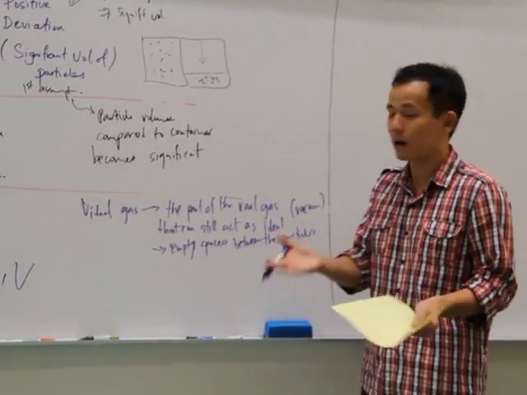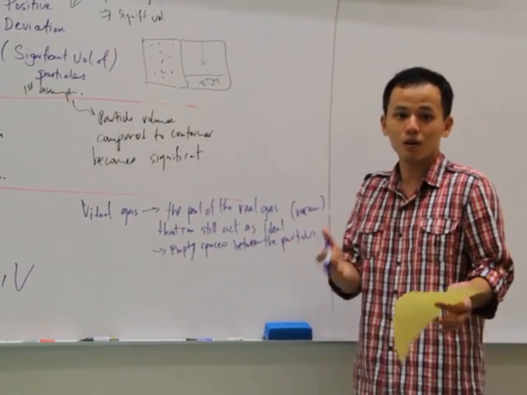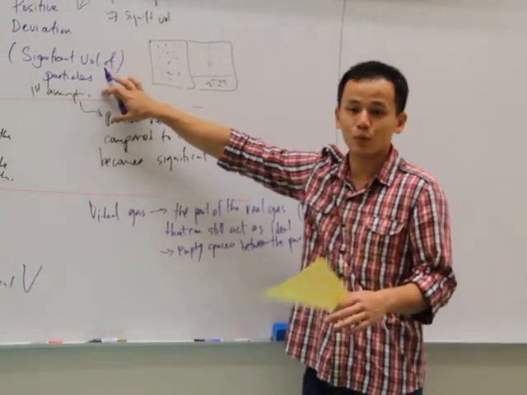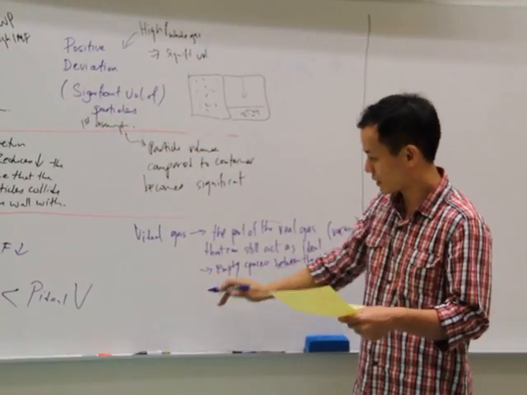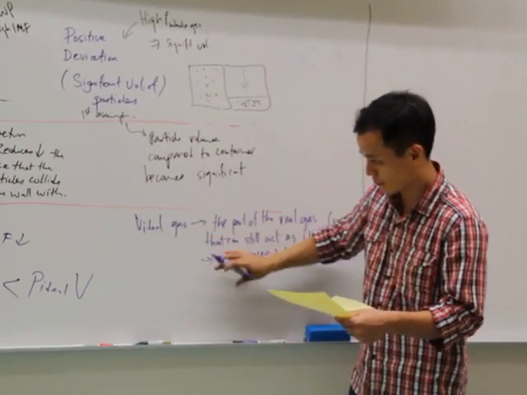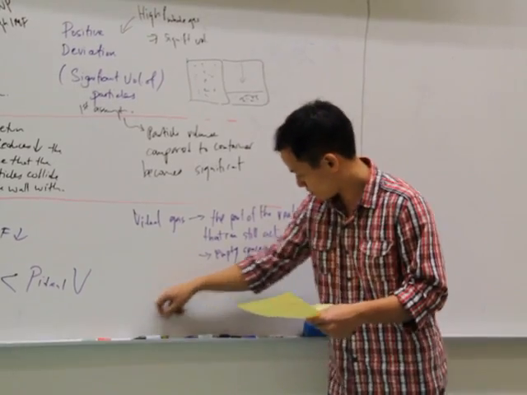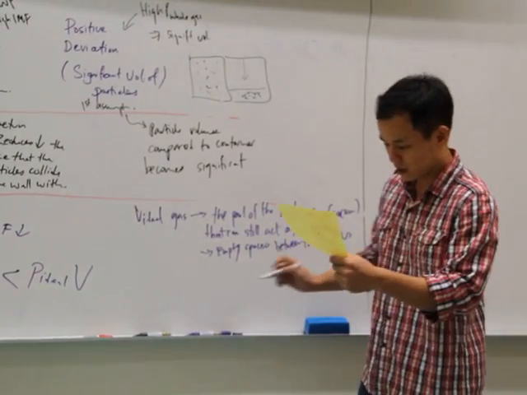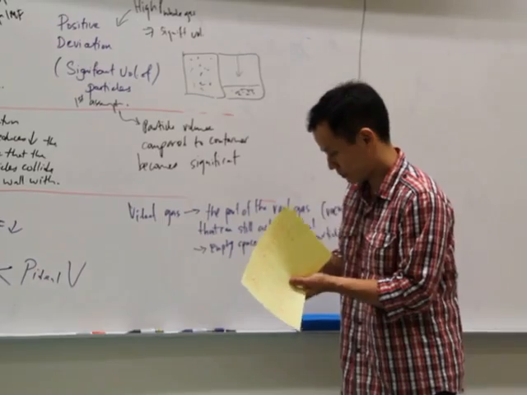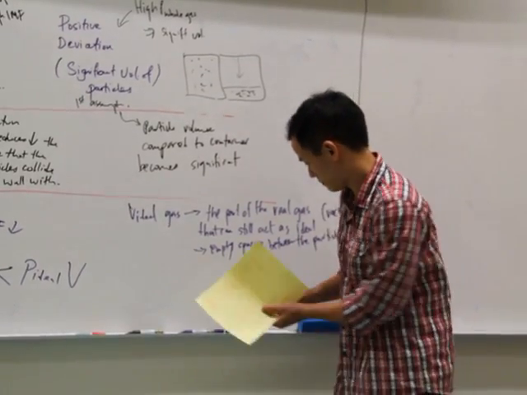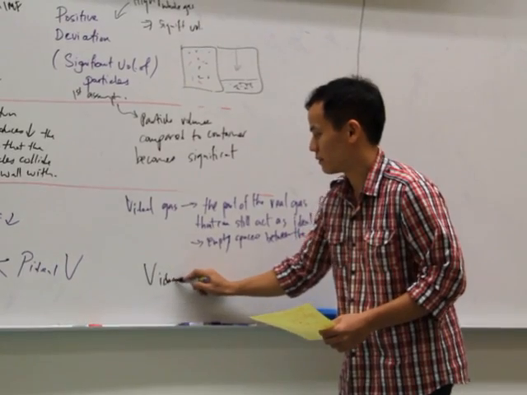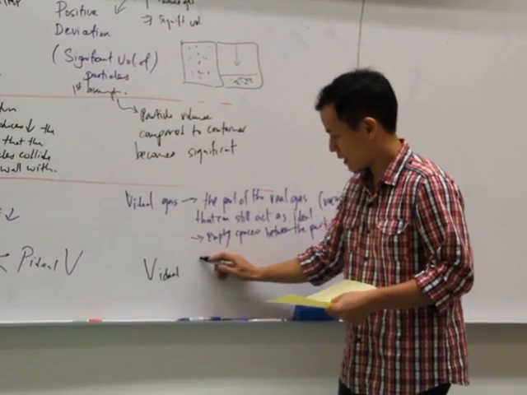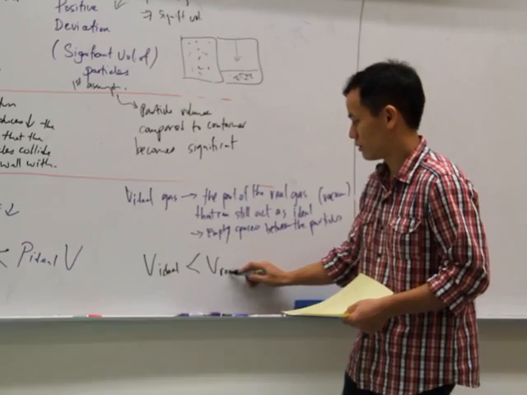The empty spaces is the part where the particles don't exist, or according to the assumption, is where the volume of the particles is insignificant. So the final effect is this. This is my effect. The final effect, use a different color. The final effect is this. My V ideal is less than my V real.